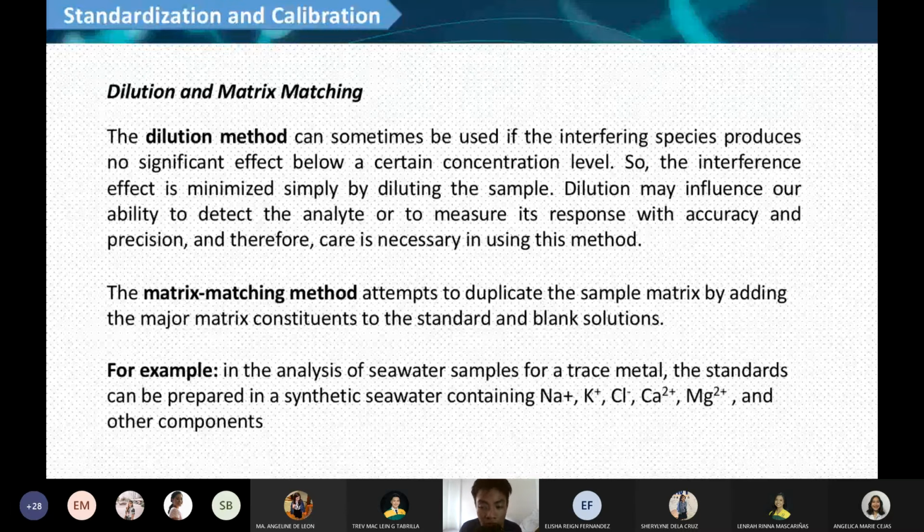For you to determine the original concentration of your analyte, you can use the dilution formula. And then the last one is matrix matching. You are attempting to duplicate whatever is your solution, then whatever the difference is according to your measurement should tell you the concentration of the analyte that you're looking for. Okay, in order for us to solve for the concentration of the analyte, we do the calibration.